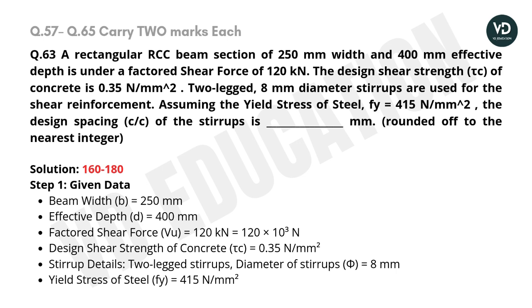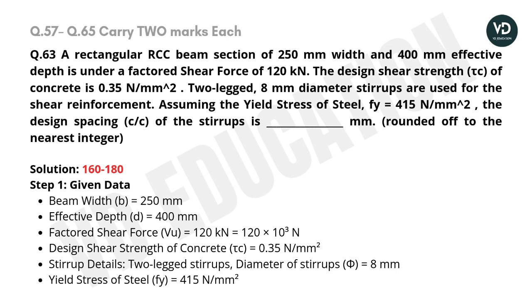Let's discuss the solution. Step 1. Given data. Write down the given data from the question. Beam width, that is B, is equal to 250 mm. Effective depth D is equal to 400 mm. Factored shear force is 120 kilonewton. That will be converted to only Newton. So 120 into 10 to the power 3 Newton.